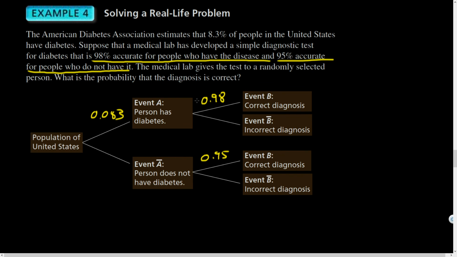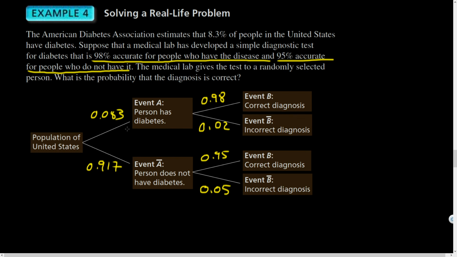Okay, so based on this, let's fill out the rest of this information. If 8.3% have diabetes, I could do 1 take away that, and I'd find out that 91.7% of the population doesn't have diabetes. For those with it, if it's 98% accurate, that means that 2% of the time it's inaccurate. And for 95% correct for those who don't have it, that means that 5% of the time you don't have diabetes, but are told that you do have diabetes. That would be the incorrect outcome in that scenario.